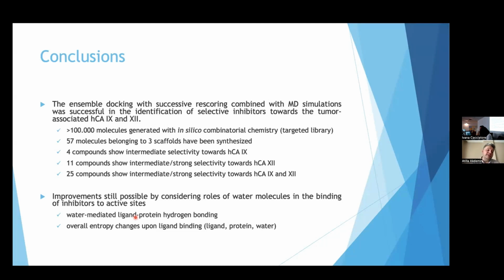And I'm talking about entropy changes of ligand, protein, and water molecules upon ligand binding. And there are some expensive computational tools to do this. And in our future work, we definitely want to include this in our virtual screenings.